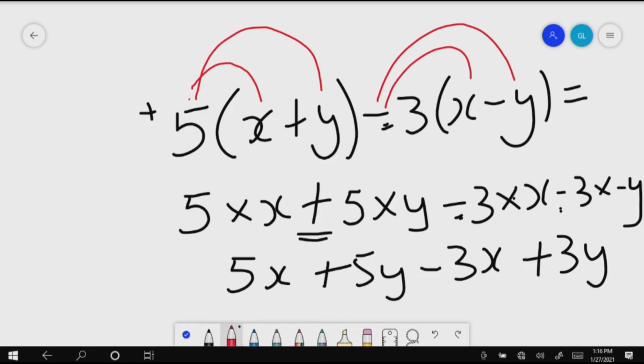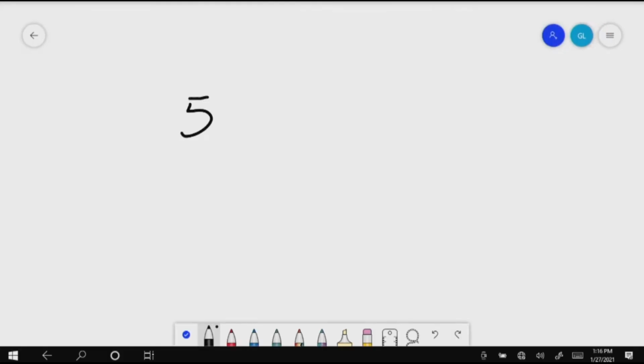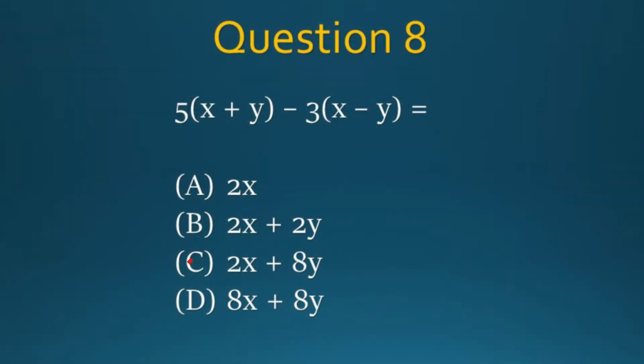Very important again, when we're multiplying a negative by a negative, the value is positive. In further simplifying, 5x minus 3x plus 5y plus 3y gives us 2x plus 8y. So our solution there is C.